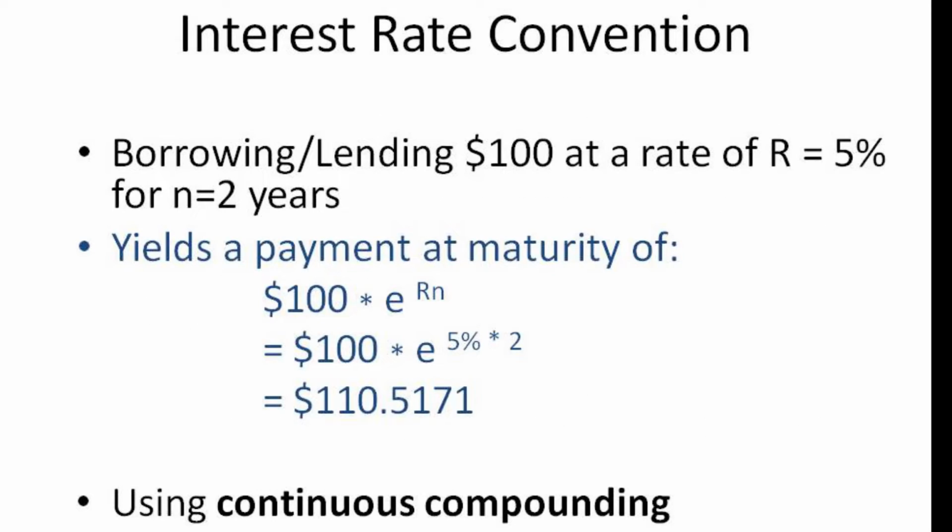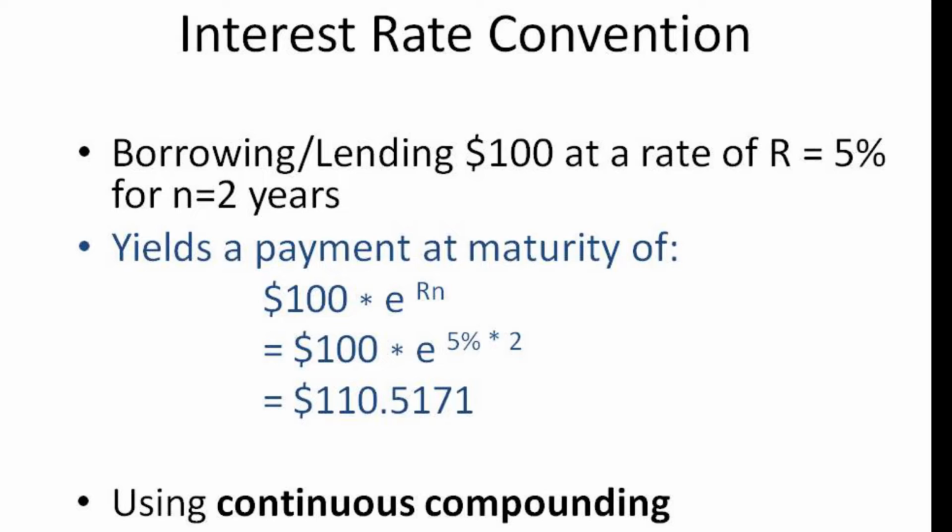Now, the next slide we're looking at is on interest rate conventions, and we have to look at this because it explains how we'll do all of our calculations for the rest of this 6-week course. Borrowing or lending $100 at a rate, we use the letter R for the interest rate, of 5% for 2 years yields a payment at maturity of 100 times e to the Rn.